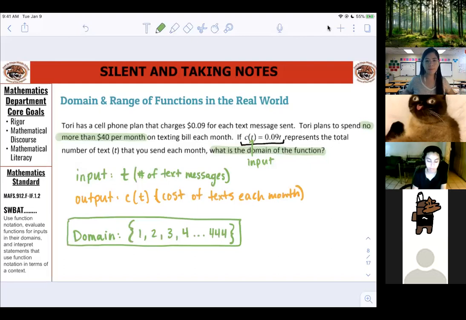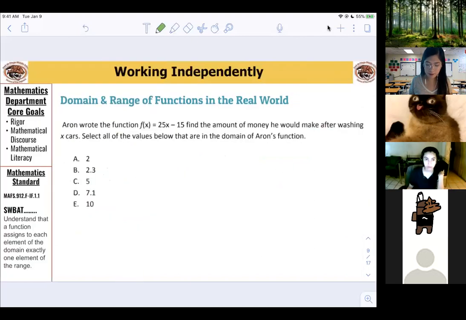Okay. It might help to do another one, so let's see what's up next. Okay. So this is more like what it'll look like on a test. Can I have a volunteer read this one?